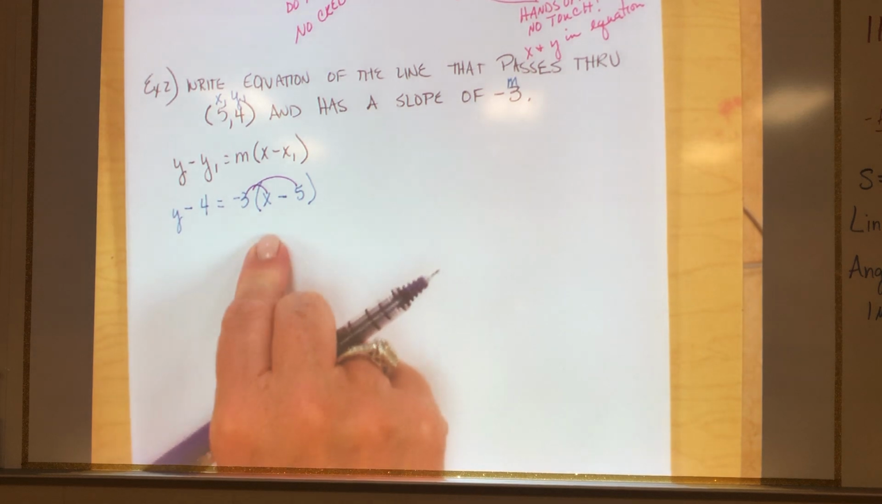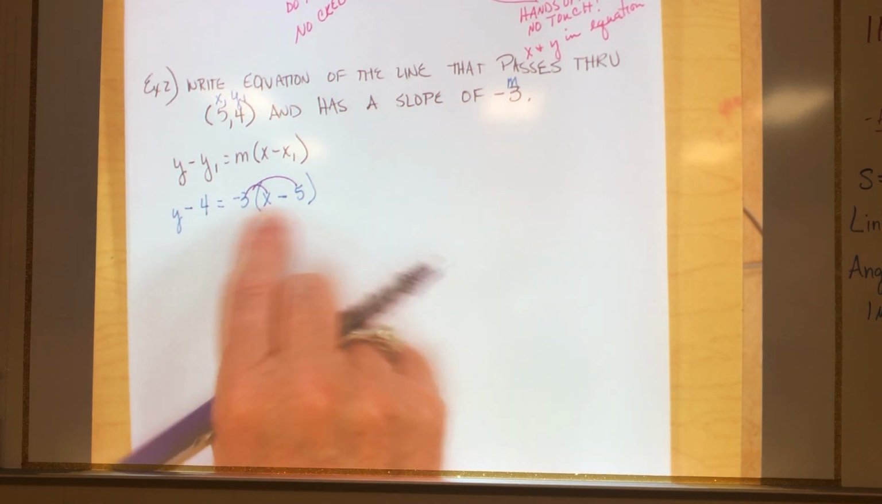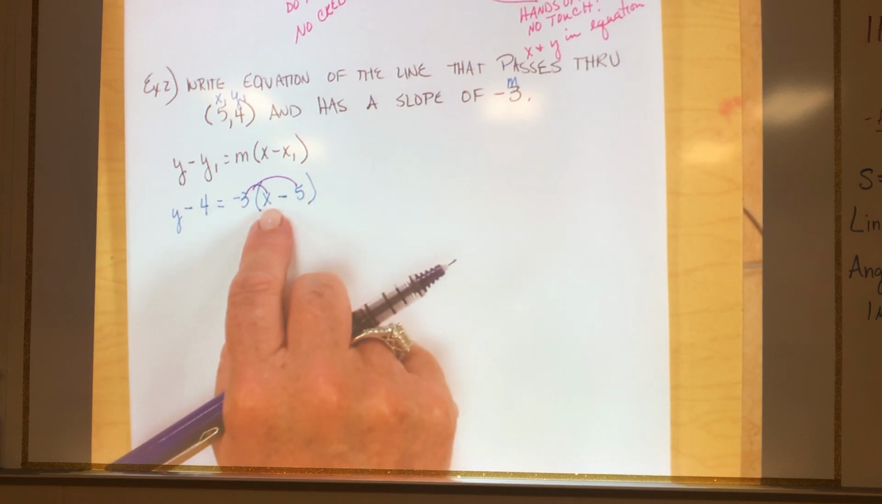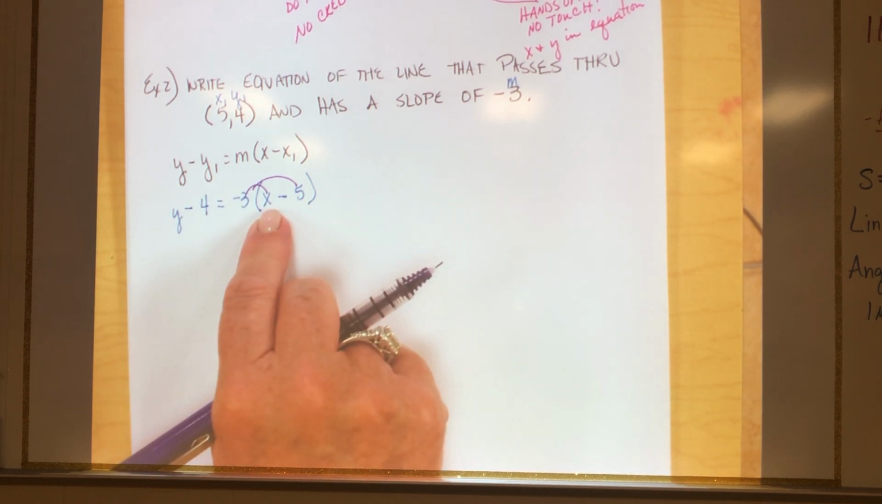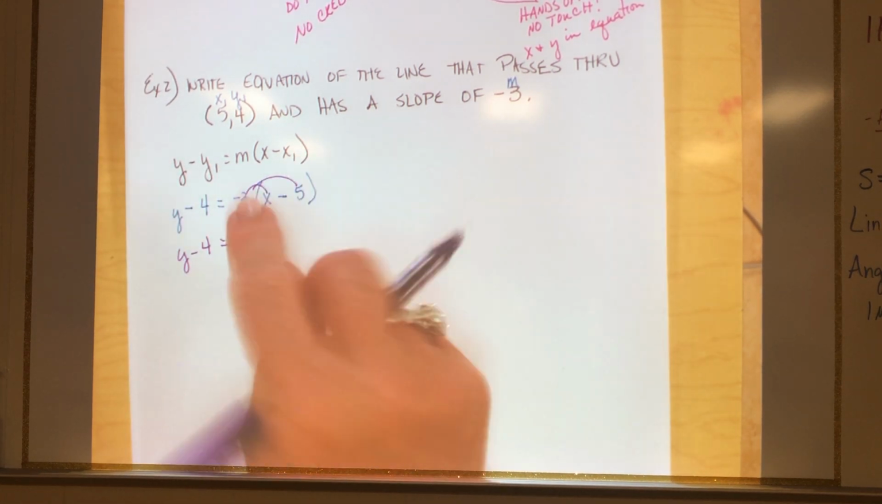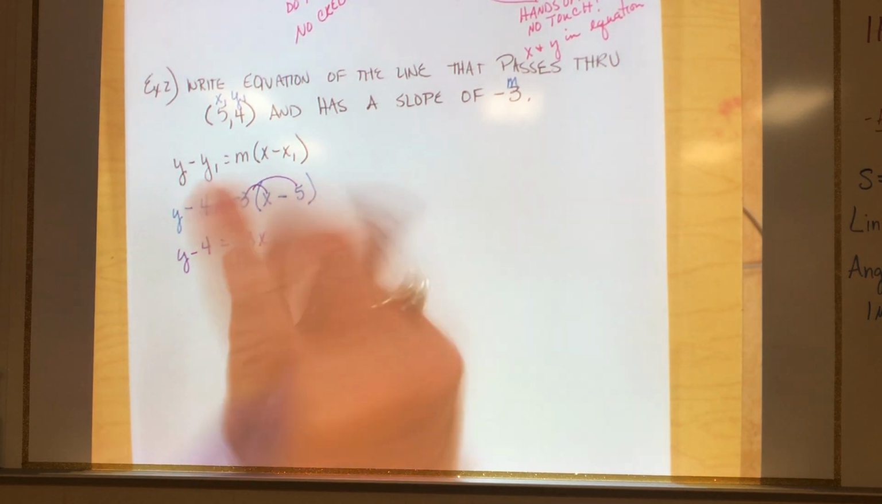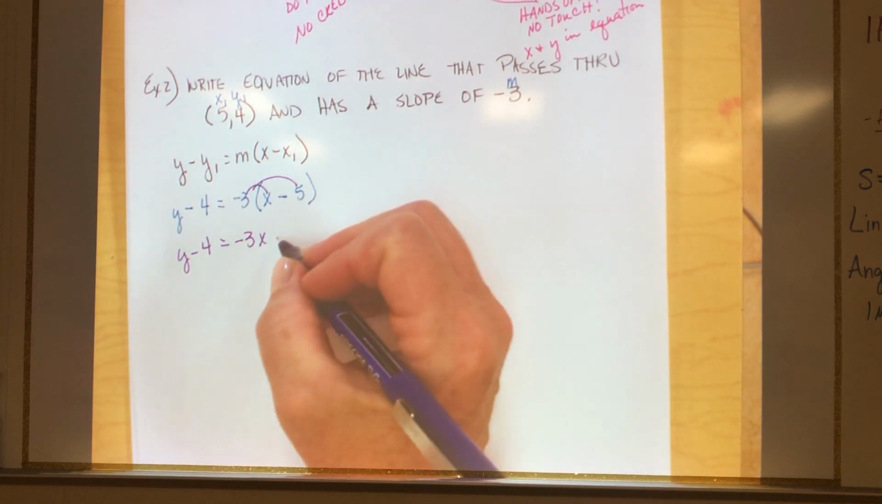All right, now I'm thinking about it, the first of this year when I told you distributing a negative throughout the parentheses could cause some problems for some people. Okay, and you remember what you made on that test. All right, so y minus 4 equals, what's -3 times x? What's -3 times -5?